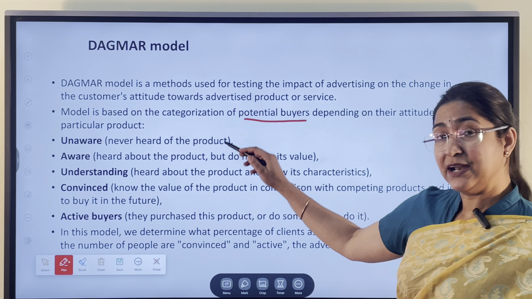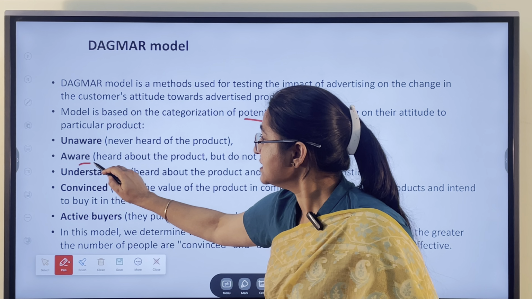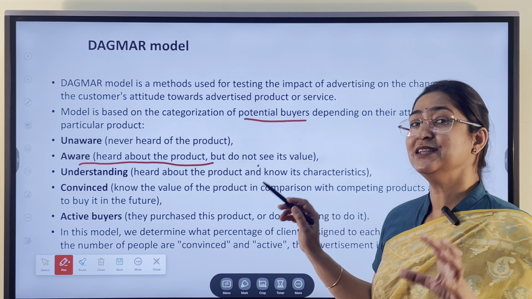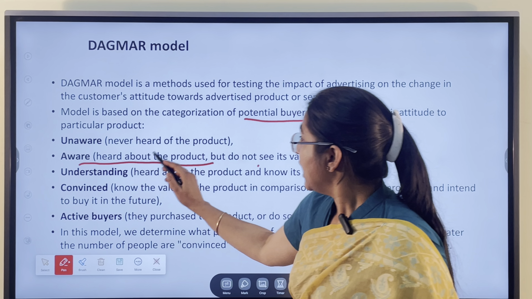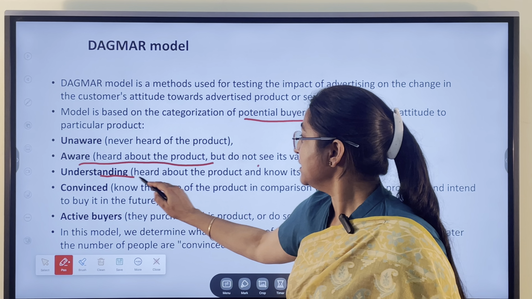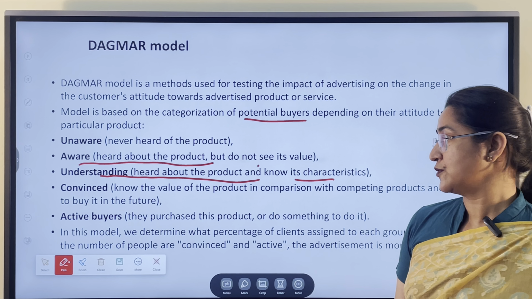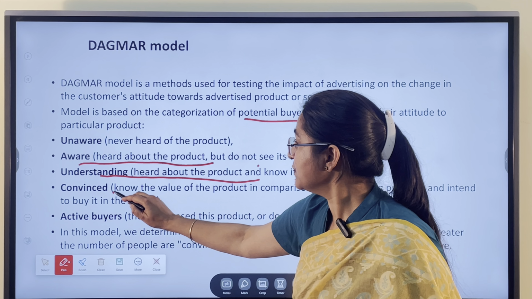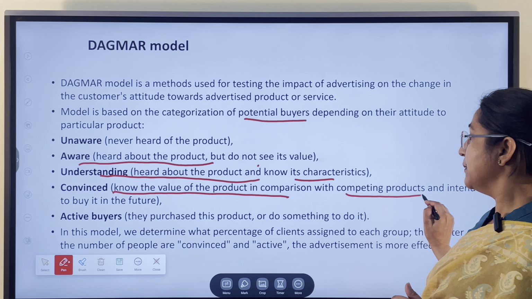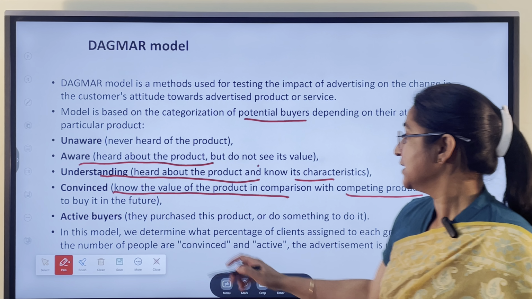Now, as an advertiser, we have to make him aware. So he comes into the bracket of awareness, where he has heard about the product, but has not seen the product actually. After that, the advertisement campaign's effectiveness is checked by understanding. It means that he has heard about the product and also knows the characteristics of the product. Then he becomes convinced, where he knows about the values also, and he can compare with the competitors and think of buying it in the future.